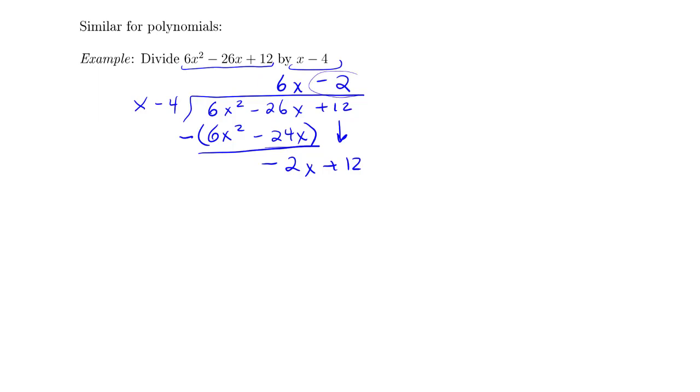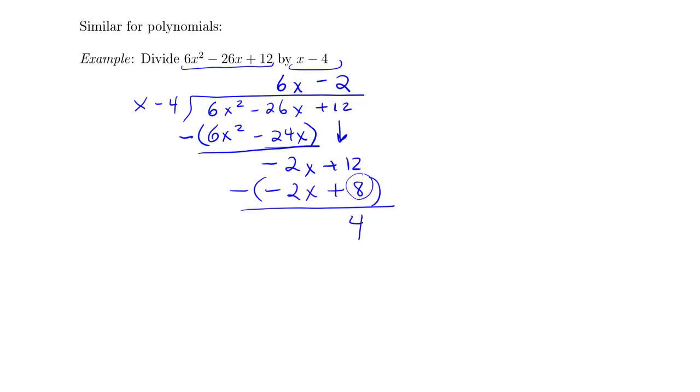And then again, I'm going to multiply this by this. Minus 2 times x minus 4 gives me minus 2x, and minus 2 times minus 4 is plus 8. All right, and I subtract. So the minus 2x minus negative 2x is minus 2x plus 2x. I get 0. I should. That's why I chose the minus 2. And then 12 minus 8 gives me 4.